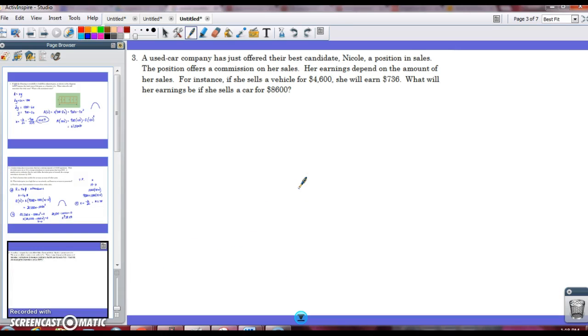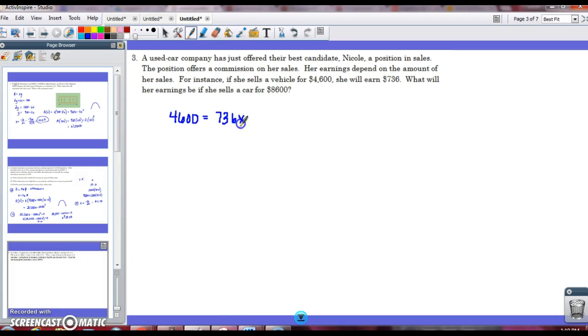Problem number 3 is talking about direct variation. It doesn't say it exactly in words, but hopefully you can determine that from the way the problem is worded. So Nicole is looking to get a position in sales. It offers commission. It says that her earnings depend on the amount of her sales. So if she sells a vehicle for $4,600, she will earn $736.